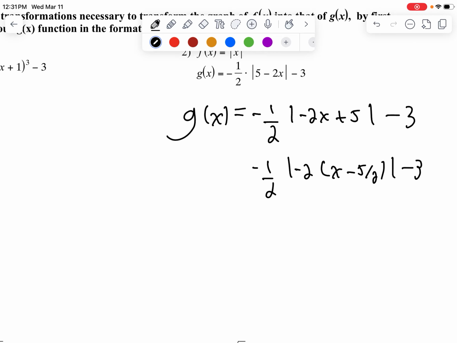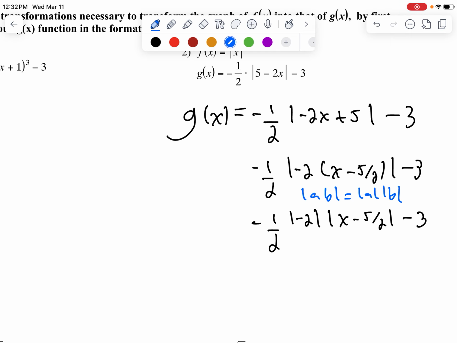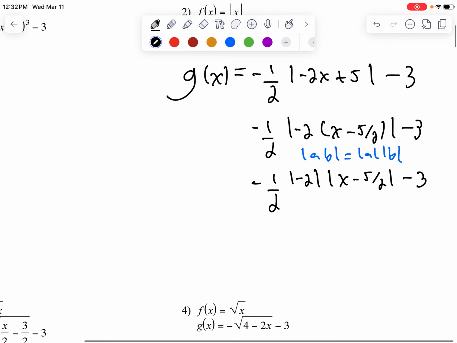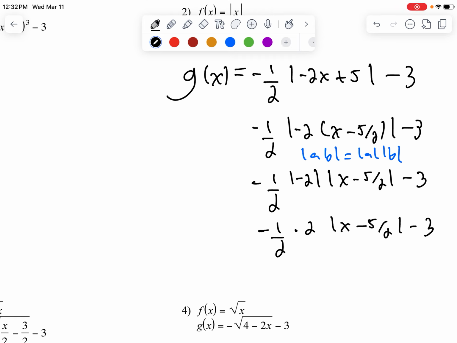All right, next step is this. I'm going to rewrite what's inside the absolute value as the absolute value of minus 2 times the absolute value of x minus 5 halves. We are allowed to do that. There's a property that says if you take the absolute value of a product of two things, it's equal to the product of the absolute values. And the absolute value of minus 2 is just 2. And lo and behold, you can cancel out the 2 in the denominator and the 2 there. So you get negative absolute value of x minus 5 halves minus 3.